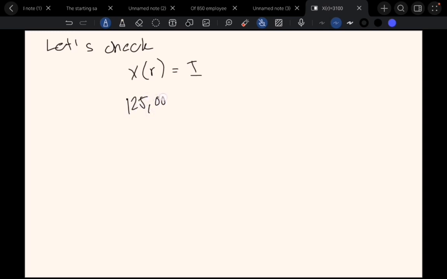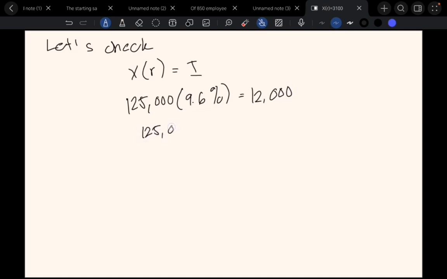But of course, we will not stop there. Let's check if our formula is correct. Going back to our original equation, that would be X, which is the investment, times rate equals the interest. So we have 125,000 times 9.6% equals 12,000.